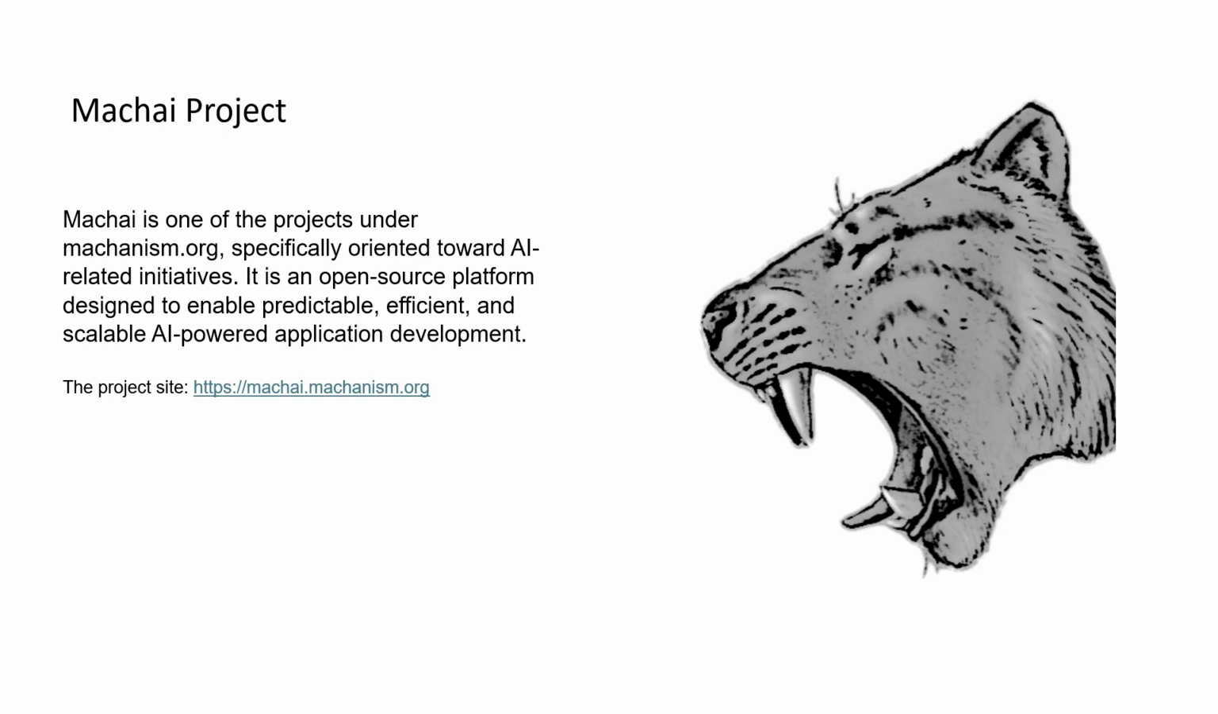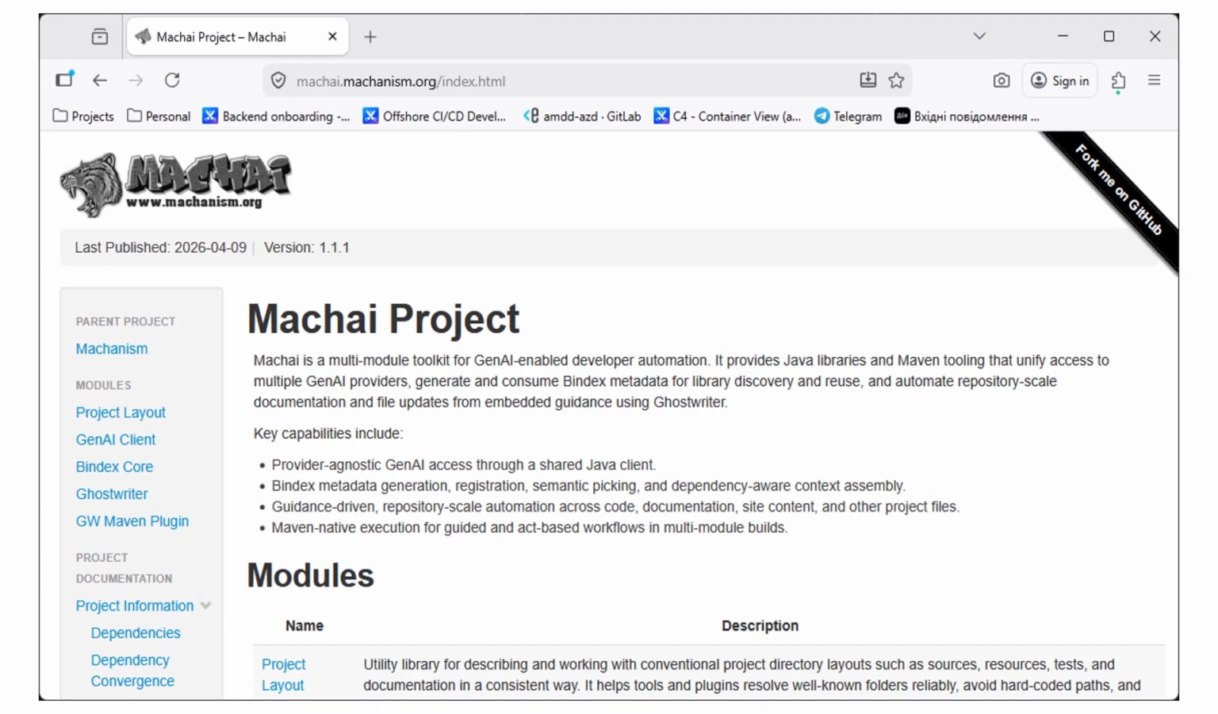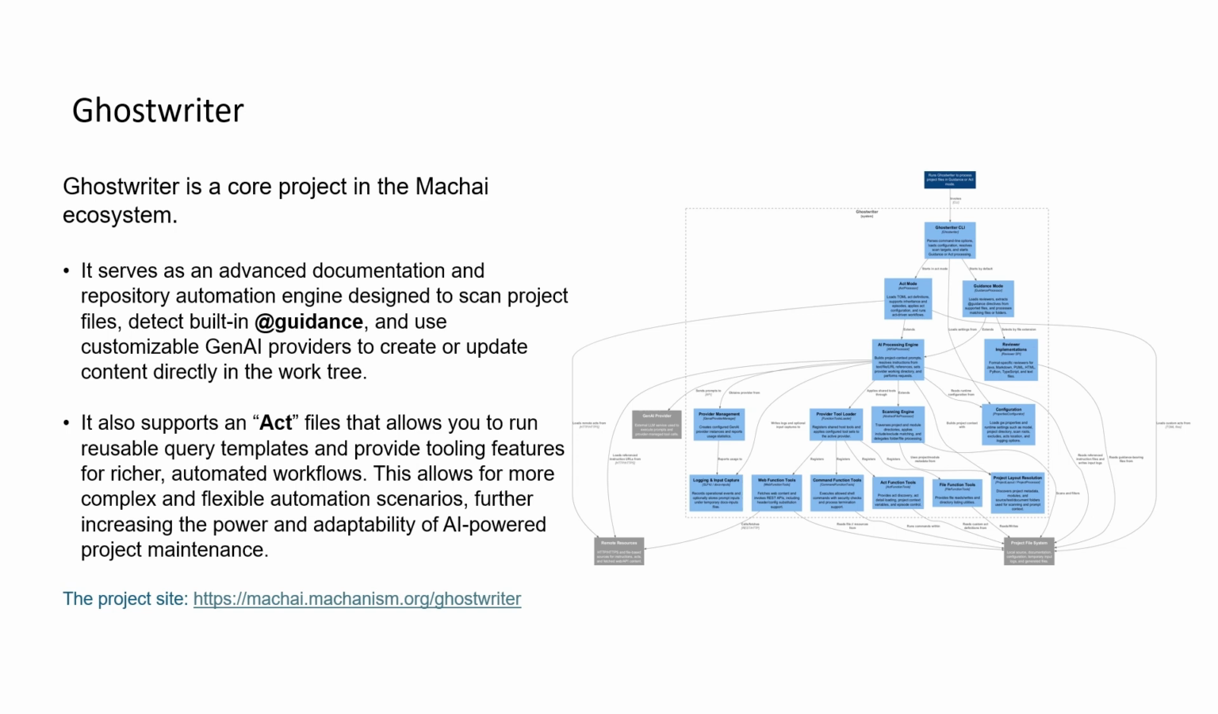Machai is one of the projects within Machanism.org, an organization focused on initiatives related to artificial intelligence. For more detailed information about the Machai project, you can visit its official website. Ghostwriter is a key project within the Machai ecosystem, designed for processing user files with AI. It scans project files, detects embedded @guidance tags, and leverages generative AI providers to create or update content directly within the project's working tree. Ghostwriter also supports ACT files, which enable the use of reusable query templates and provide tool functions for automated workflows. In our approach, ACT will be used to build applications by utilizing the registered libraries in our Bindex repository.